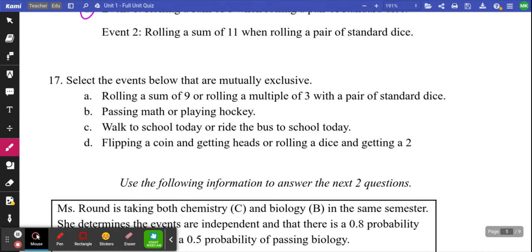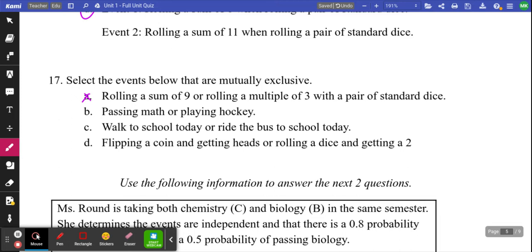17. Select the mutually exclusive events. Rolling a sum of 9, rolling a multiple of 3. Multiples of 3 are things that you count by 3. The sum of 9 is a multiple of 3. So that is not mutually exclusive. I could roll a 9 and it would work.